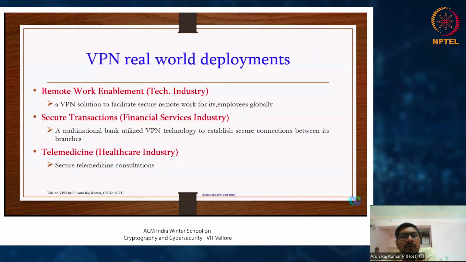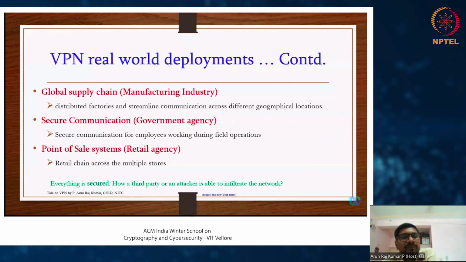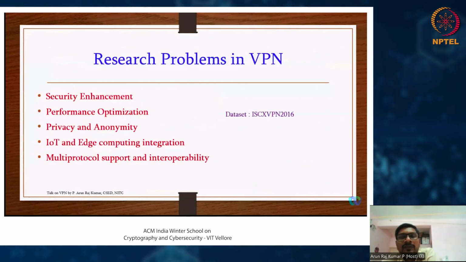So these are the real-world deployments where you could find this type of VPN, especially in remote work enablement, secure transactions, telemedicine, global supply chain, secure communication, and point of sale systems. So, research problems in VPN.